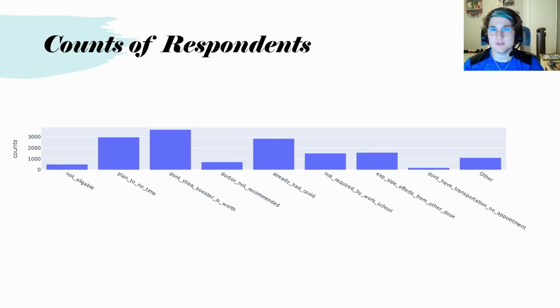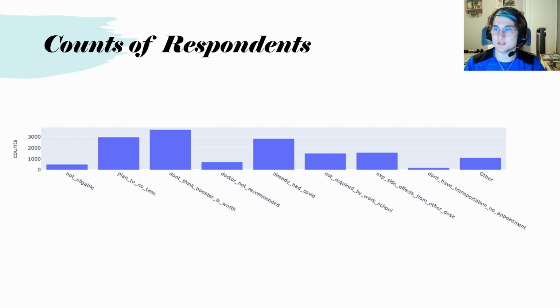So I plotted the reasons in a bar chart just to see which reasons were chosen the most out of all 9. Here you can see that the top one was that the respondent didn't think the booster was worth getting. The second highest was that they planned to, but they didn't have enough time. The third was that they already had COVID, so they didn't feel it was necessary to get it. And the fourth was that they experienced side effects from a previous dose.